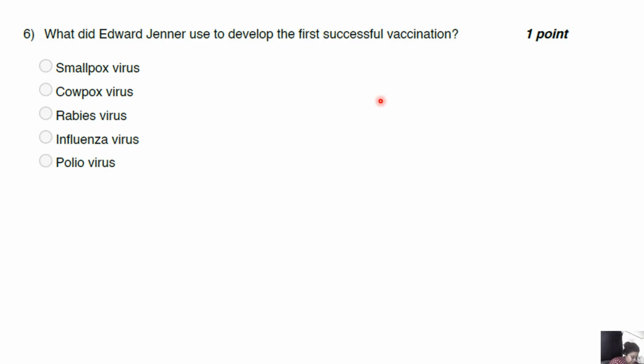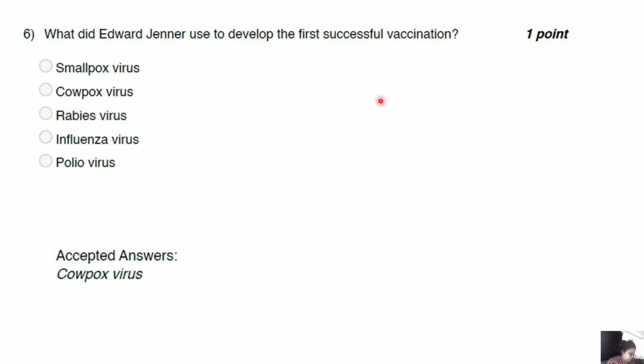So why did cowpox work? Cowpox virus is closely related antigenically to the smallpox virus. So infection with cowpox produced cross-protective immunity against smallpox. Cowpox caused mild disease, making it safer than using smallpox itself, right? So the correct option is cowpox virus. Why are the other options incorrect?